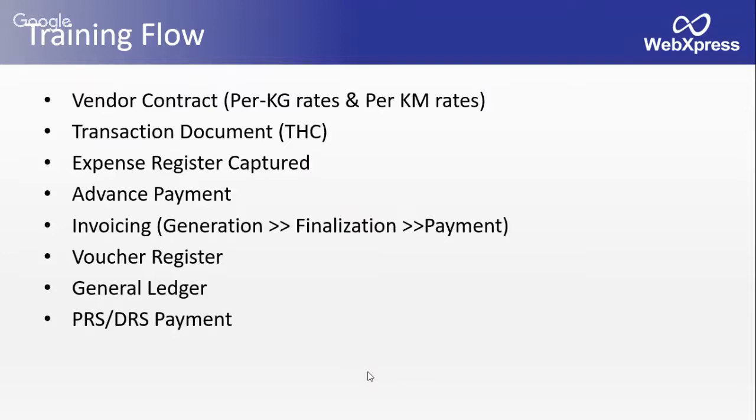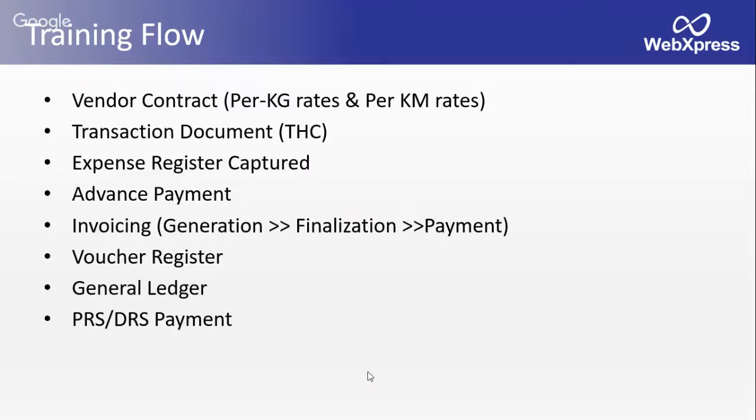The second step of the entire flow is advance payment. If on any document you have committed an advance amount at the time of generation, the next step in the system is advance payment of the same. Only after that advance payment can you proceed to invoice generation against that transaction. After advance payment, the next step is invoicing, which is again divided into generation and finalization.